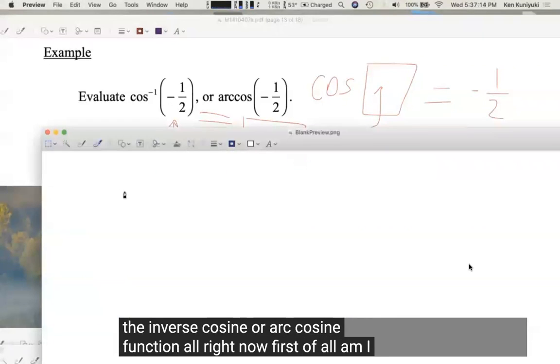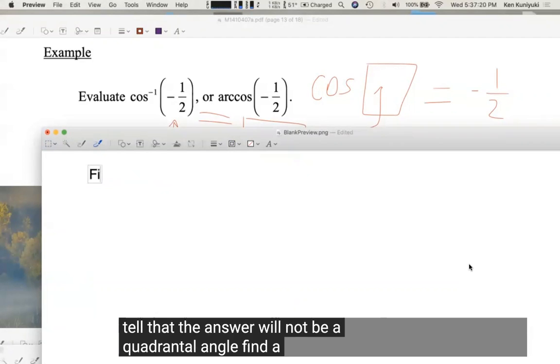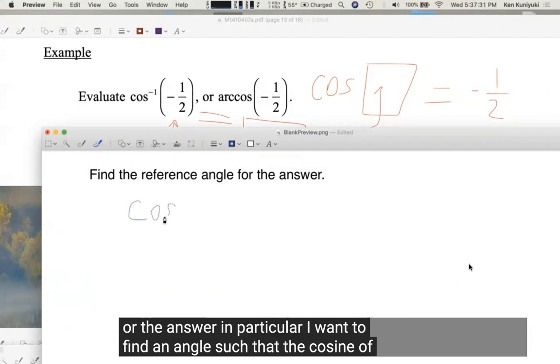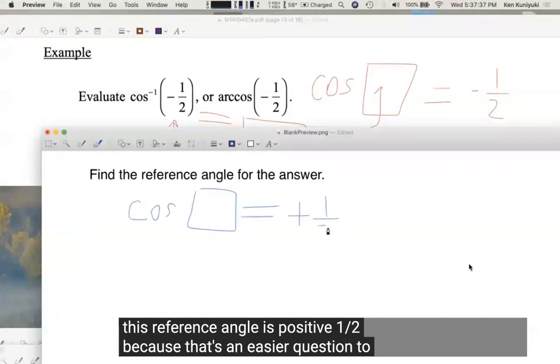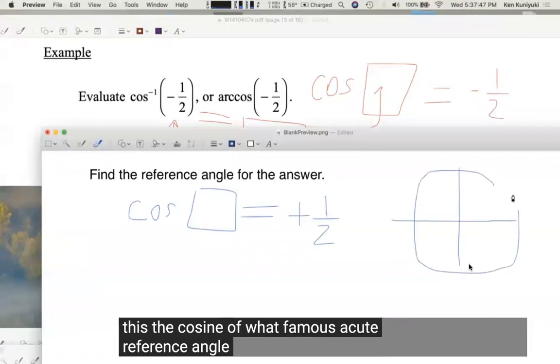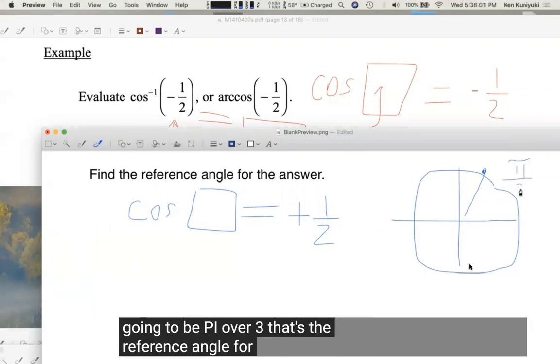Now, first of all, it might help to find the reference angle. You might tell that the answer will not be a quadrantal angle. Find the reference angle for the answer. In particular, I want to find an angle such that the cosine of this reference angle is +1/2, because that's an easier question to answer. In fact, you might have a table or a unit circle picture ready-made for this. The cosine of what famous acute reference angle is +1/2? Well, it's going to be sort of to the left. It's going to be the steep angle. It's going to be π/3. That's the reference angle for the answer.